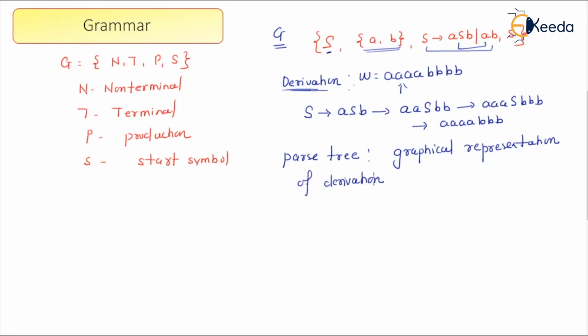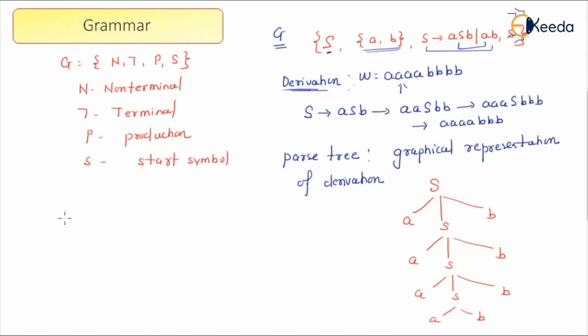Now using this, we are going to draw the parse tree. The parse tree will look like this. S derives aSb, and then we have another aSb, then aSb again, and finally ab. Now this is the parse tree.